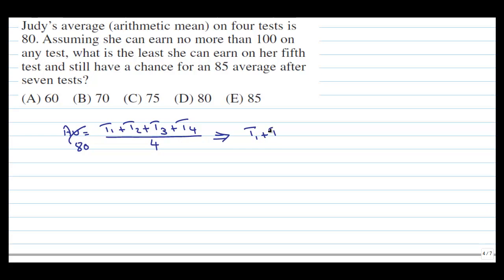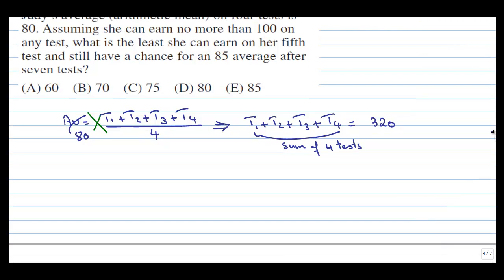I can get the sum of the first 4 tests, right? Yes, that's the sum of the 4 tests. That would be 80 times 4. 80 times 4, that would be 320. Yes. Alright, just keep this in mind for now, right? That's the sum of the first 4 tests. And let's continue reading.